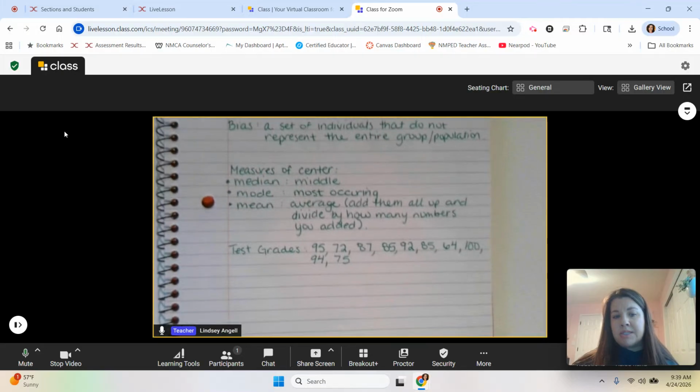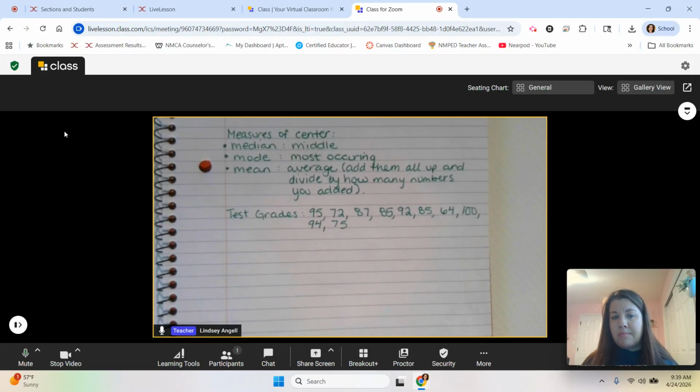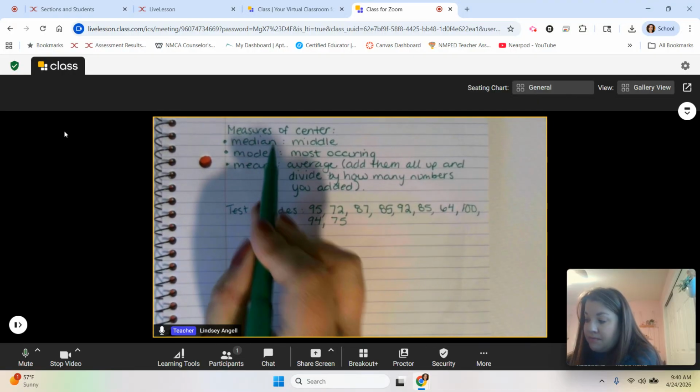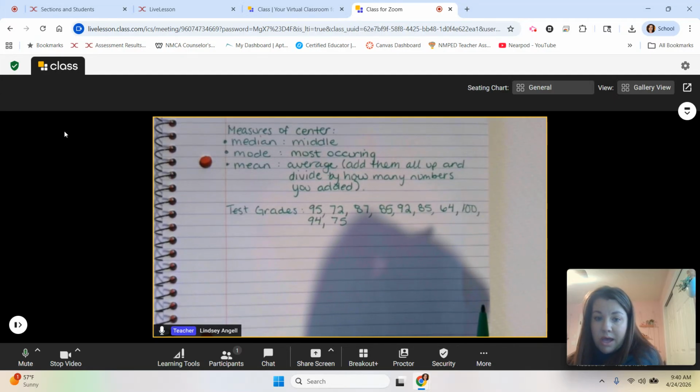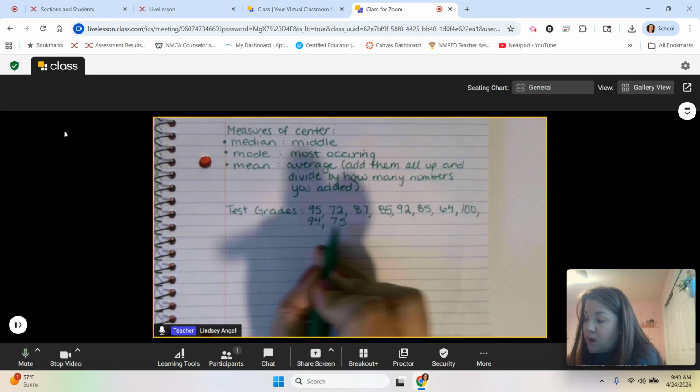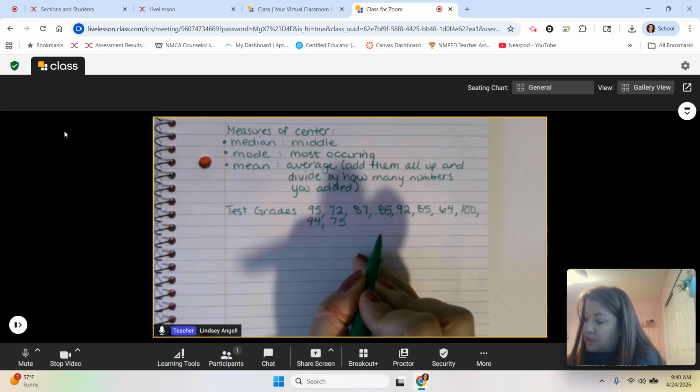A major part of this unit was about measures of center. The three different things that we learned about were median, which means the middle number, mode, which means the most occurring, and mean, which means the average, which means you add all of them up and then divide by how many numbers you added. So I have an example set up for you here. Let's say these are test grades. To find the median and the mode, the first thing that you would want to do is put them in order from least to greatest.